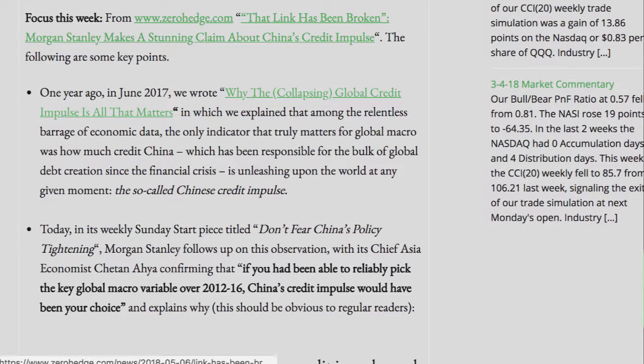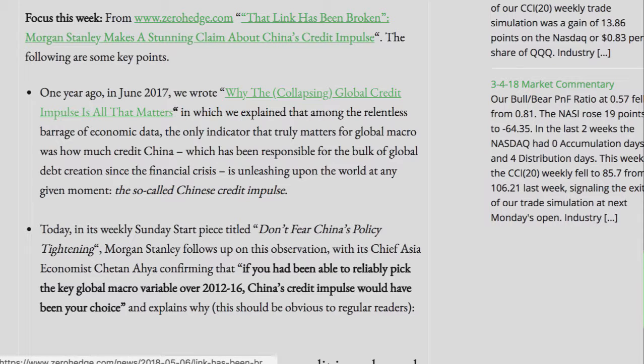1 year ago, in June 2017, we wrote, quote, "Why the collapsing global credit impulse is all that matters," end quote, in which we explained that among the relentless barrage of economic data, the only indicator that truly matters for global macro was how much credit China, which has been responsible for the bulk of global debt creation since the financial crisis, is unleashing upon the world at any given moment, the so-called Chinese credit impulse.